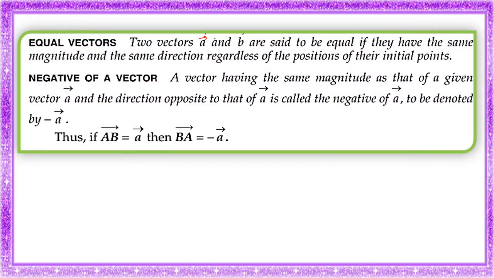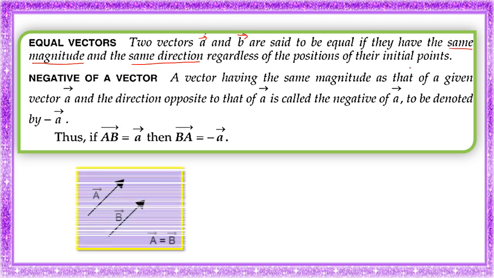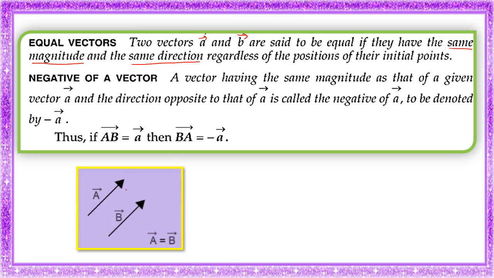Then we have equal vectors. Two vectors A and B are said to be equal if they have the same magnitude and the same direction, regardless of the position of their initial points. So they are called equal vectors like this. So they should have the same direction, and they should have the same magnitude, right? So they will be called equal vectors.